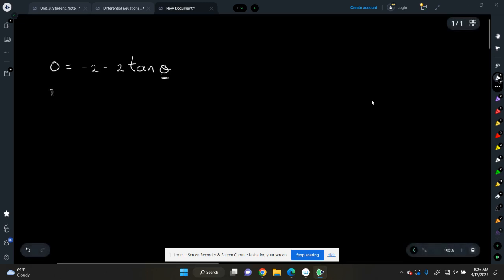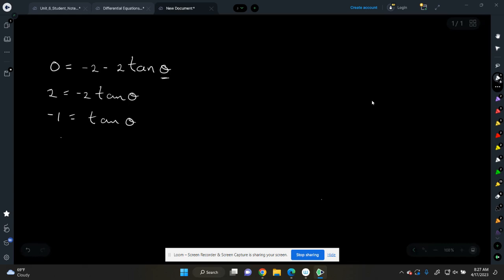Okay, let's try again. All right, we've got 0 equals -2 minus 2 tangent theta. So we are trying to solve for the angle. When we're solving trigonometric equations, we're solving for the actual angle. The angle in this case is theta, so that's what we're trying to solve for. So we're going to add 2 to both sides, and then we'll divide by -2, so we get tangent theta equals -1.